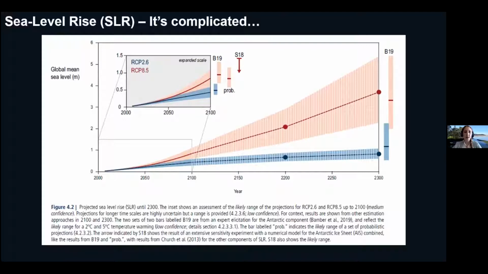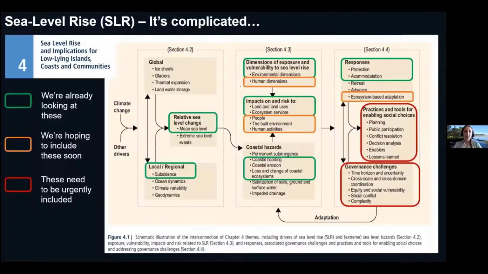Okay. So sea level rise is complicated because there are many drivers that influence relative sea level rise, but there's also an additional dimension because the coast is not just physical habitat, it's also home to many people. So I've just pulled out this figure here that shows nicely the interactions between sea level rise, sea level hazards, exposure, vulnerability, and impacts and risks related to sea level rise and responses.